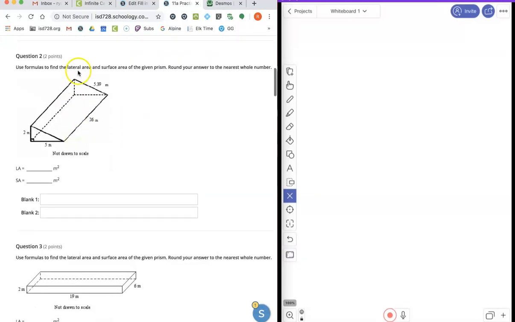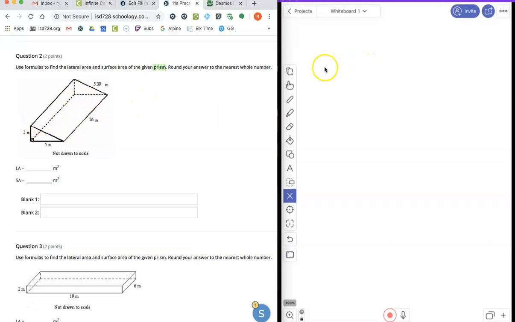So number 2, it says prism right in the directions. You can also look at the picture to figure out what kind of shape you have. This is a triangular prism. We have triangles for bases and then 3 rectangles: the top side, bottom, and left.